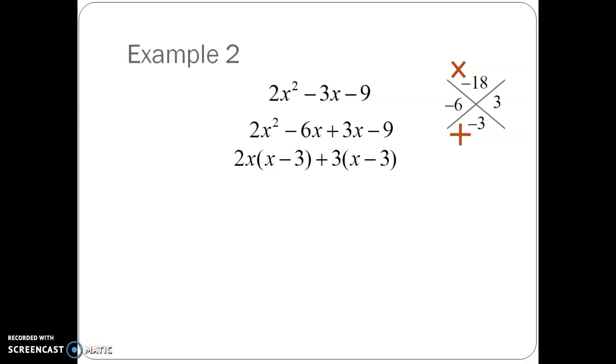The last thing you need to do is write this in factored form. So you're going to take what's outside of the parentheses and write that as one factor, so the 2x plus 3. And then the x minus 3, the part that's repeated in both expressions, as another factor. So in factored form, this is just 2x plus 3 and x minus 3.